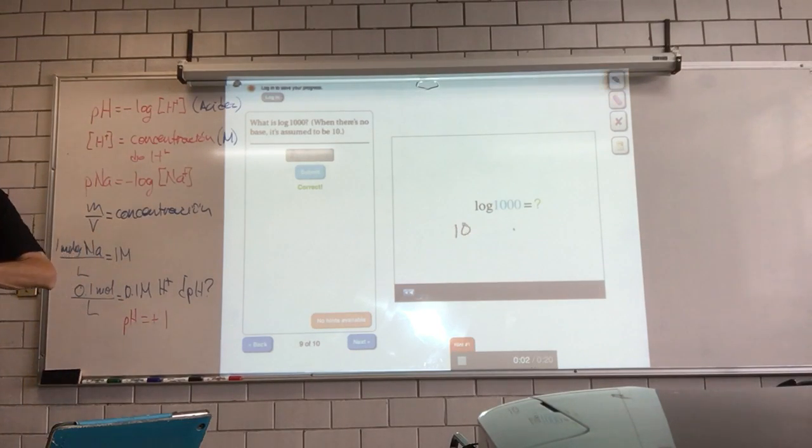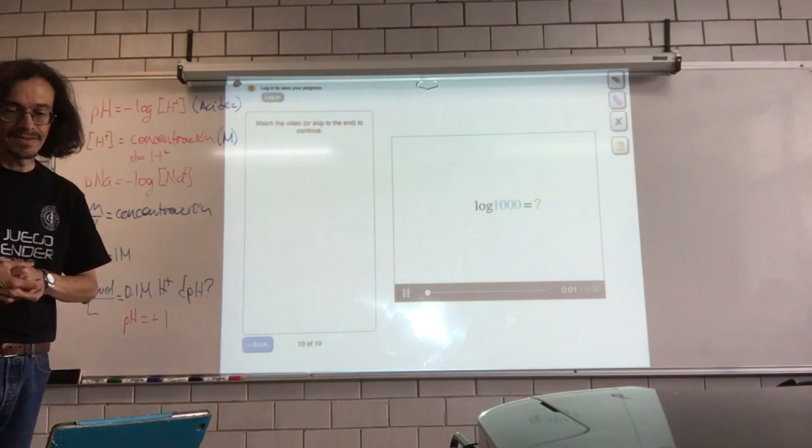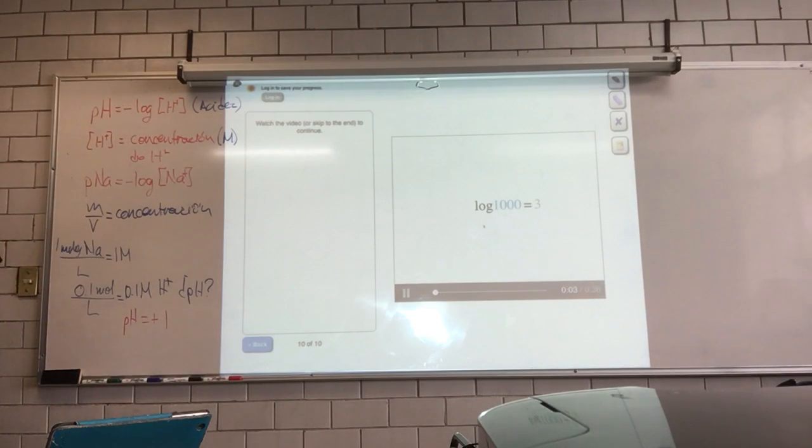This time, we need to raise 10 to some power, let's call it y, to get 1,000. How many times do we have to multiply 10 to get 1,000? Well, 10 squared is 100. And 10 cubed is 1,000. So it looks like the y that we want is 3. Yes, it's 3, since 10 to the 3rd equals 1,000.